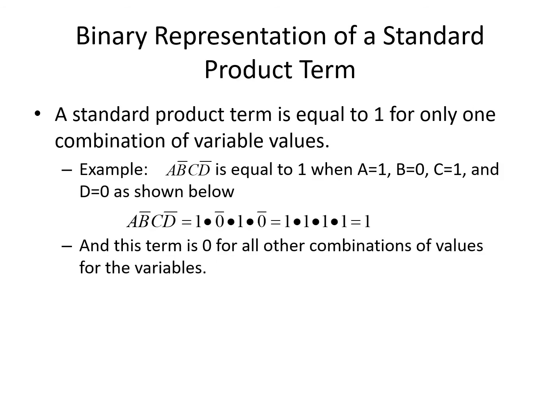Now, binary representation of a standard product term. A standard product term is equal to 1 for only one combination of the variable values. So A B bar C D bar is equal to 1 under the condition that A equals 1, B equals 0, C equals 1 and D equals 0. As we could see, this happens when it is 1 dot 0 complement dot 1 dot 0 complement, resulting in 1. This term is 0 for all other combinations of the values for the variables.